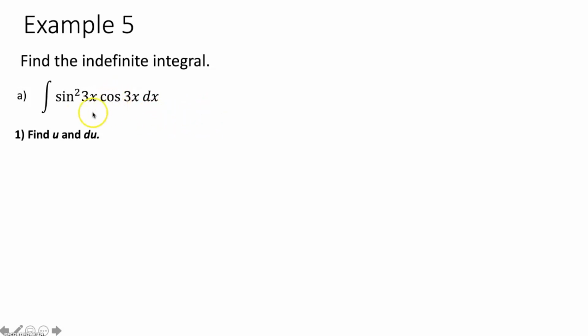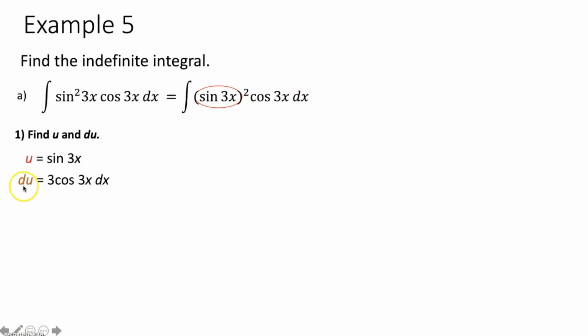Well, cosine is the derivative of sine, but this is sine squared 3x, which is the same as sine of 3x, the quantity, squared. So what we're going to do is we're going to let u equal sine of 3x. So I'm going to take the derivative of this with respect to x. I get du dx is equal to cosine of 3x times the derivative of 3x by the chain rule, which is 3. Then when I multiply both sides by dx, I get du is equal to 3 cosine 3x dx.